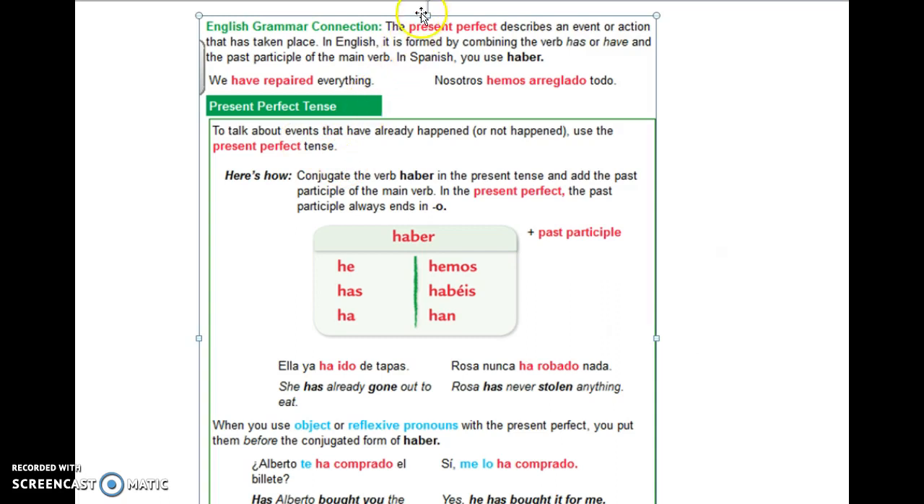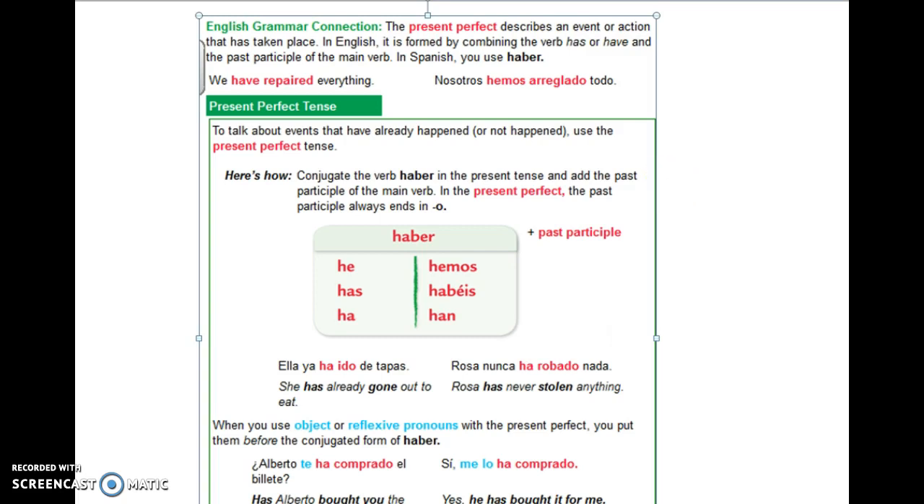To talk about events that have already happened or not happened, we're going to use the present perfect tense. Here's how. Conjugate the verb haber in the present tense, and then add the past participle of the main verb. Together, those two pieces become the present perfect. The present perfect is something called a compound tense. Compound tenses means that there's two parts. You don't have just one verb. You have two verbs that work together to express what you're trying to communicate. So we have the helper verb haber with the main verb in the past participle.